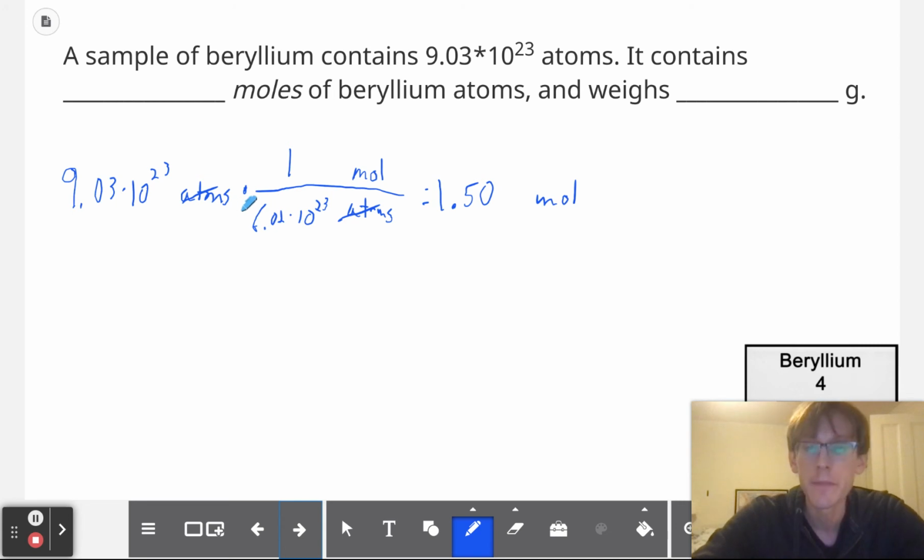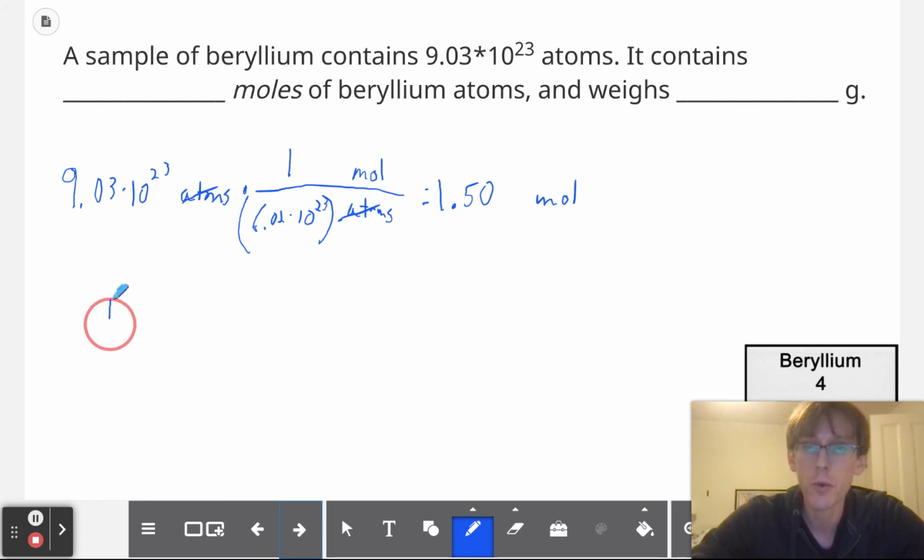Important point, everybody. If you are dividing by Avogadro's number, you need to type it into your calculator with parentheses around it, or else you're going to get something like 10 to the 47th power, or something like that, or 46 rather. So you need to make sure that your denominator here is in parentheses. Otherwise, what you're telling your calculator to do is not what's written on your paper. All right, anyway, that many moles of beryllium atoms, and weighs blank grams.